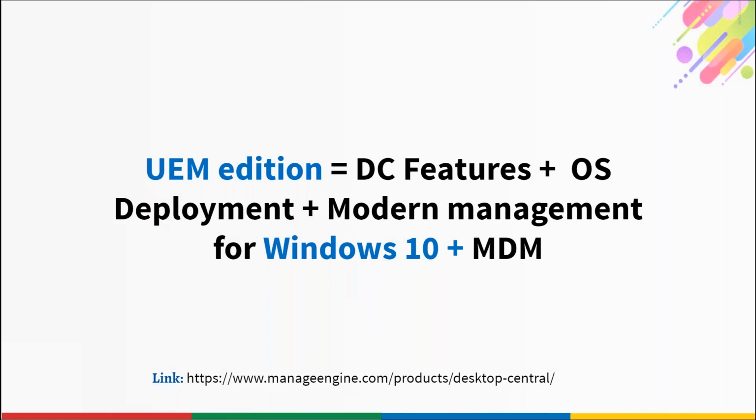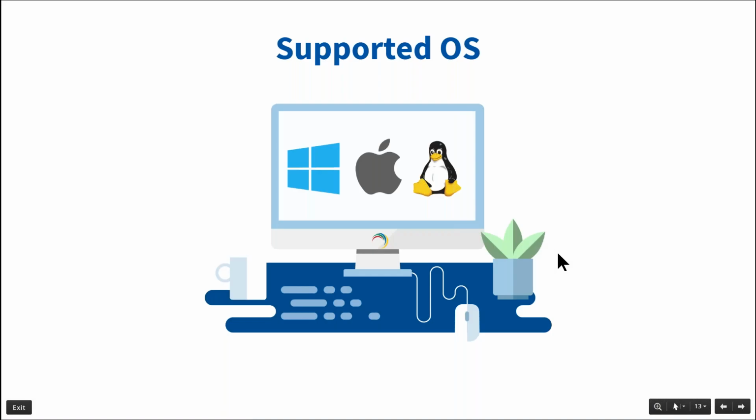So this UEM edition of Desktop Central includes all Desktop Central features such as patch management, software deployment, remote control, tools, configurations, and all that. Along with that, we also provide an OS deployment solution, also the modern management of Windows 10 features, and of course the MDM feature as well. So if you want to know more about this UEM edition of Desktop Central, you can contact us on the chat or you can visit the link below.